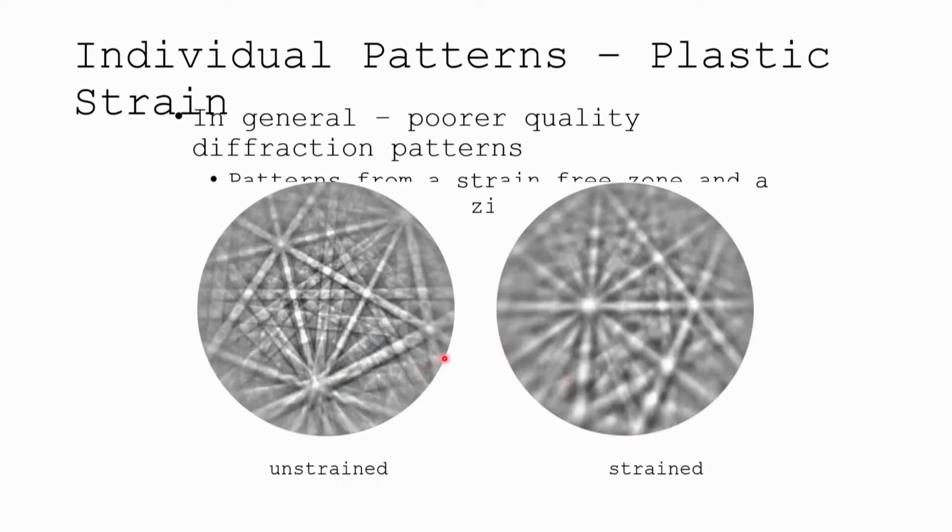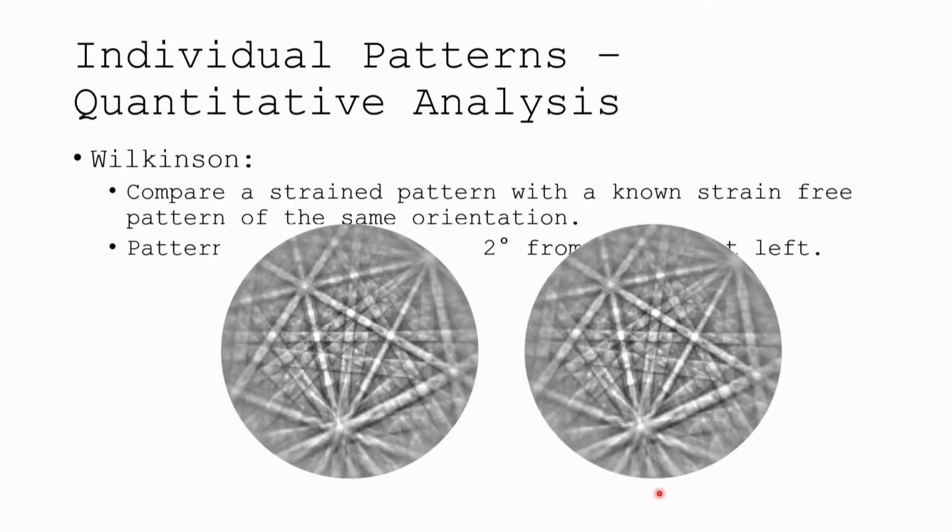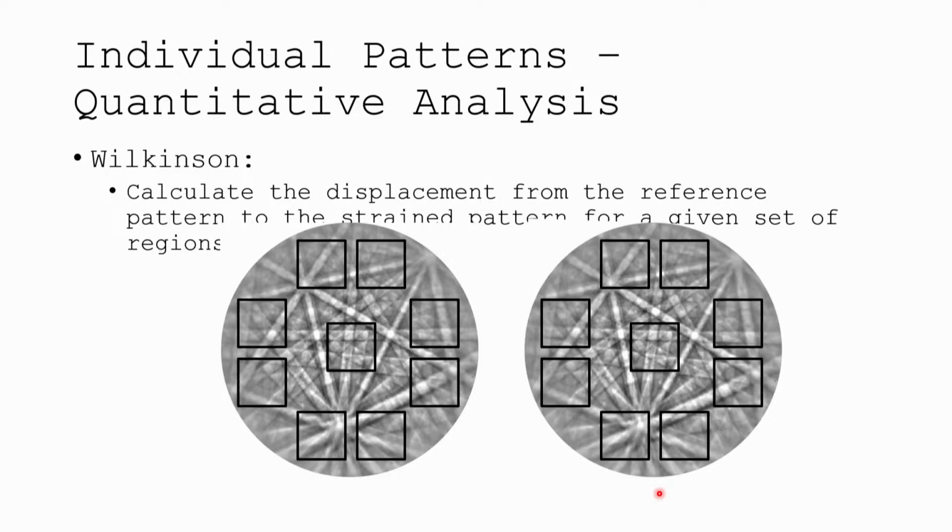So here's a nice example of something that's completely annealed versus something that's strained a lot. The same material, just strained versus unstrained, the same microscope conditions. So you get these poor quality patterns, and you can see it in your map if you have regions of strained versus unstrained. But quantifying strain is something that we just can't do. Okay, so let's move on.